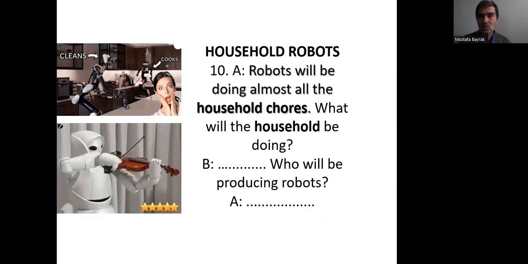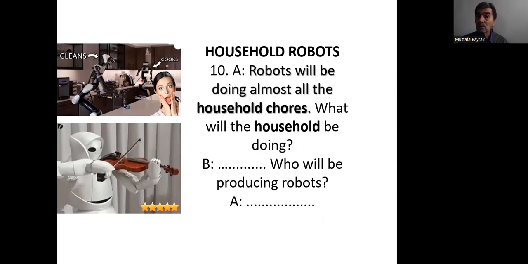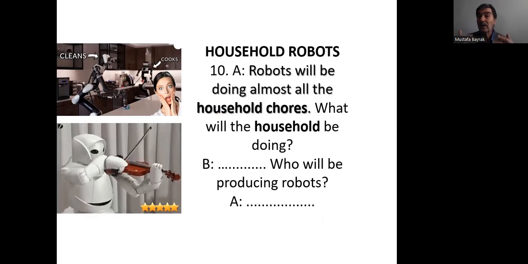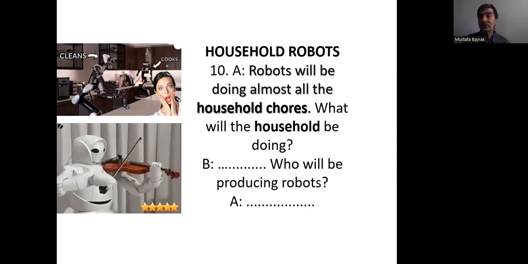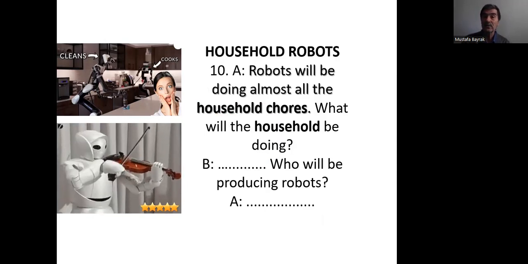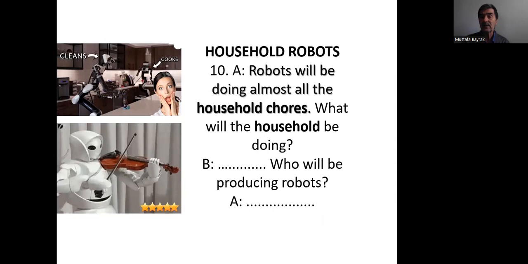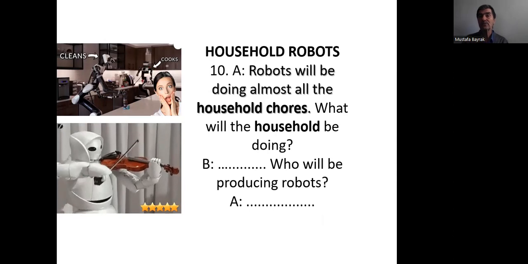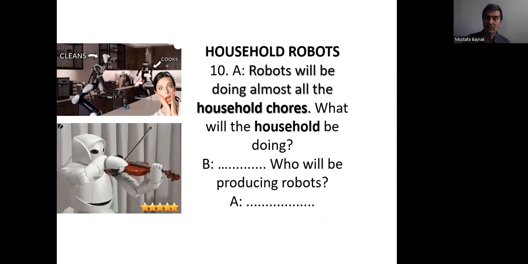Okay, dialogue 10A. Robots will be doing almost all the household chores. What will the family members be doing then? They will be reading books. They will be cultivating themselves culturally and psychologically. Who will be producing robots? Of course, as usual, factories will be producing robots.